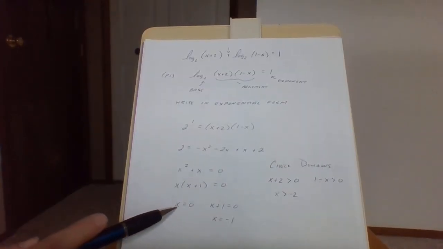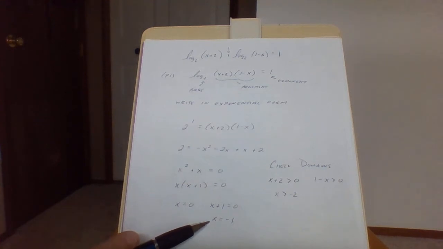If I'm looking at the two solutions I had, my x value of 0 is definitely a number that's bigger than negative 2, and x equals negative 1 is also bigger than negative 2. So far I can keep both of those solutions. Let's check the other one.